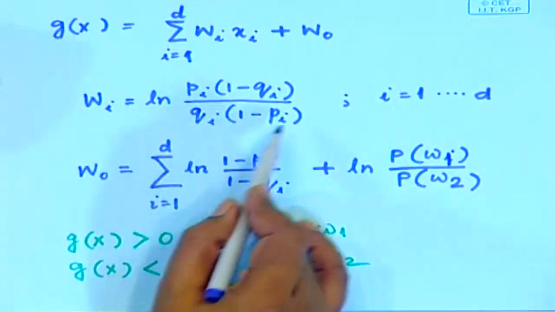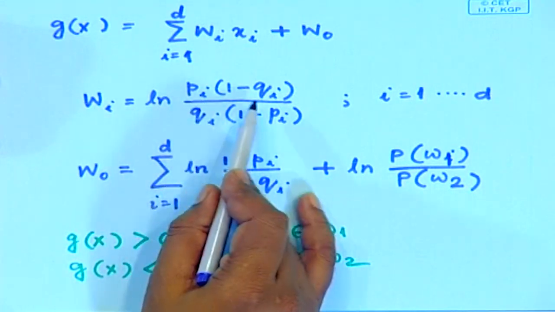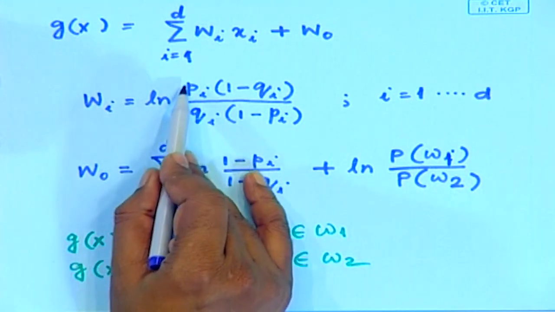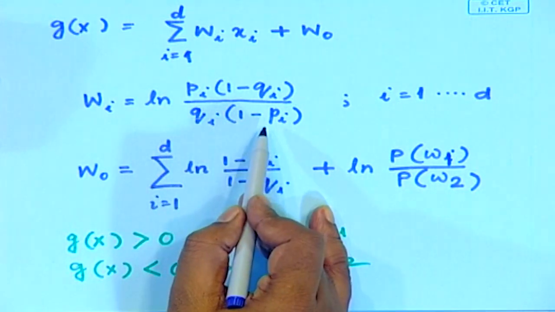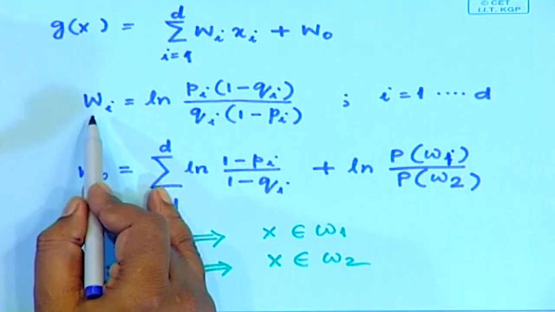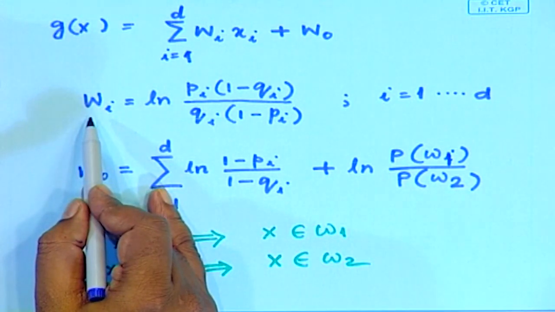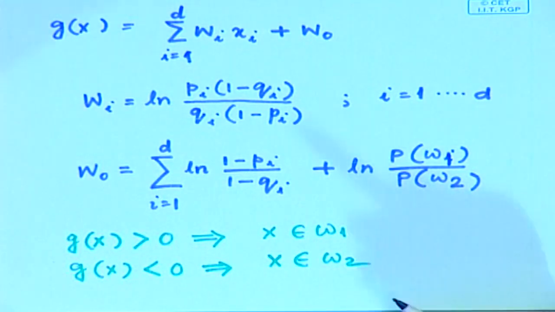Okay. So, if you come to the expression for this wi, you find that if pi is equal to qi, then this expression, pi into 1 minus qi upon qi into 1 minus pi, will be equal to 1, and the log of this is equal to 0. So, the corresponding wi is equal to 0. And that is quite obvious, because if pi is equal to qi, then the particular feature xi has no relevance in deciding the class of the feature vector x.